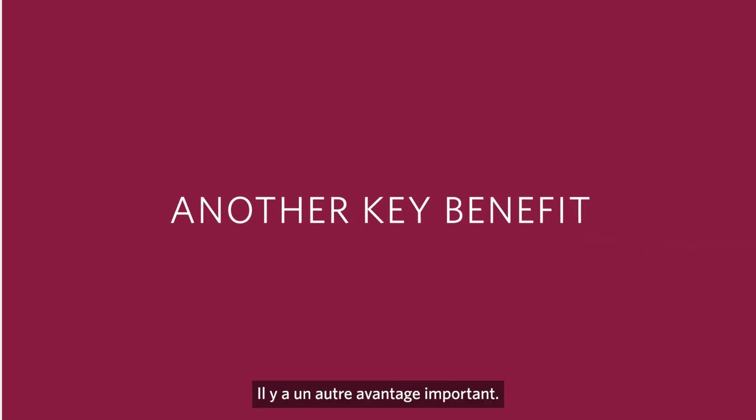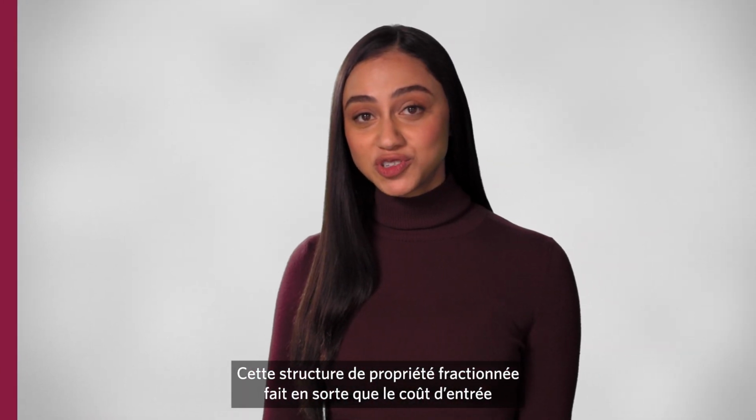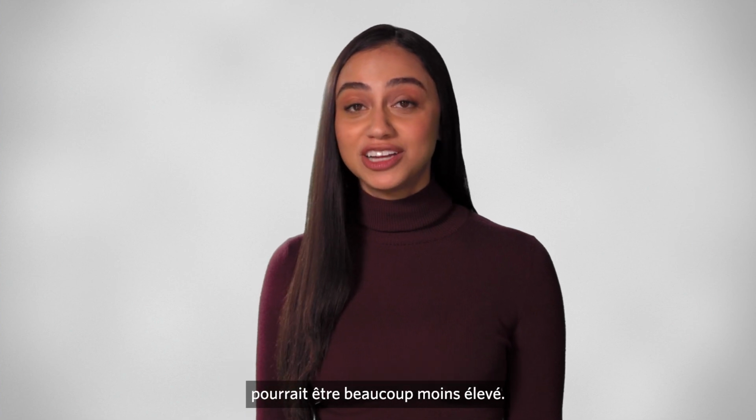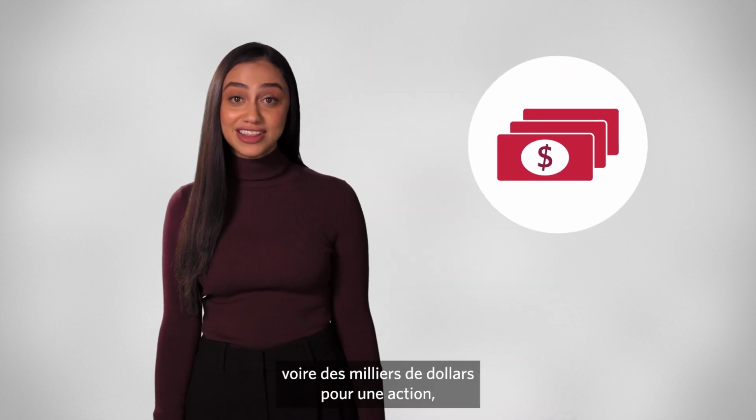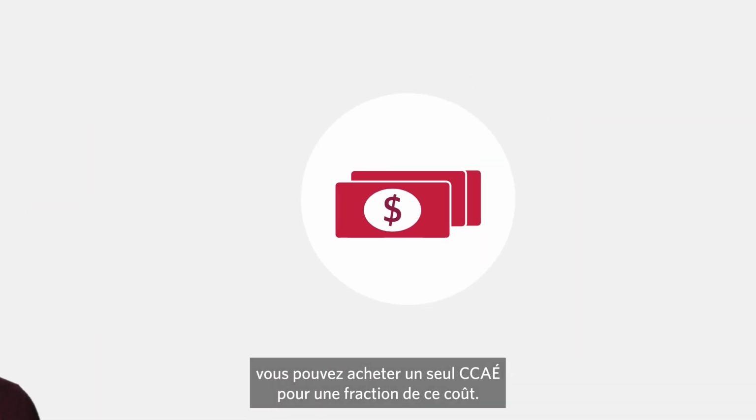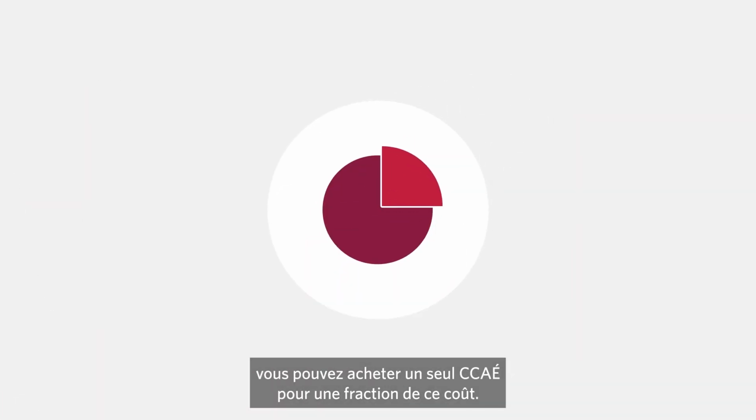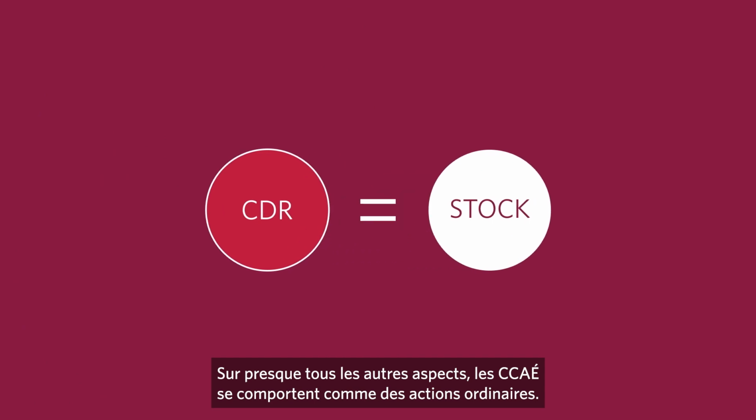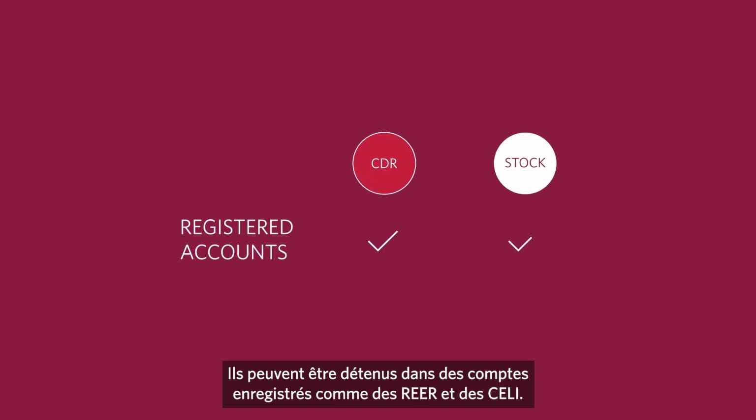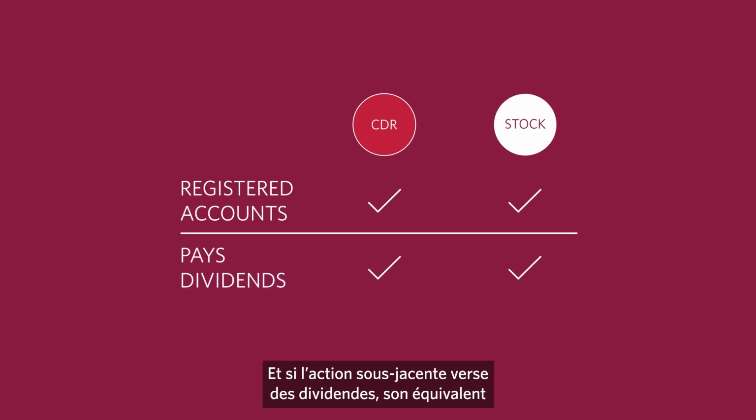There's another key benefit. This fractional ownership structure means the cost of entry is potentially much lower. While some blue-chip global stocks sell for hundreds or even thousands of dollars for one share, you can buy a single CDR for a fraction of that cost. In almost all other ways, CDRs behave just like regular stocks. They can be held in registered accounts such as RRSPs and TFSAs, and if the underlying stock pays dividends, its CDR equivalent will pay dividends too.